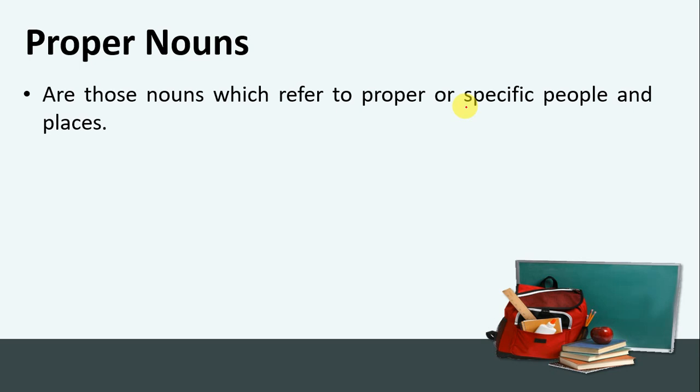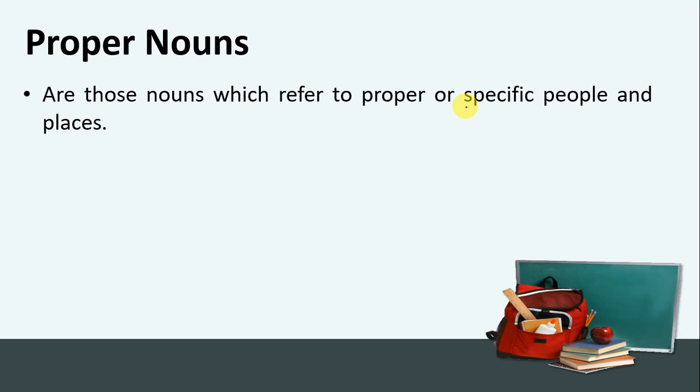Proper nouns are those nouns which refer to proper or specific people and places. What are proper nouns? I said before that from the name it's clear that proper means specific, exact, clear, particular, identified. So these can be synonyms for proper. So nouns which refer to specific or proper people and places.